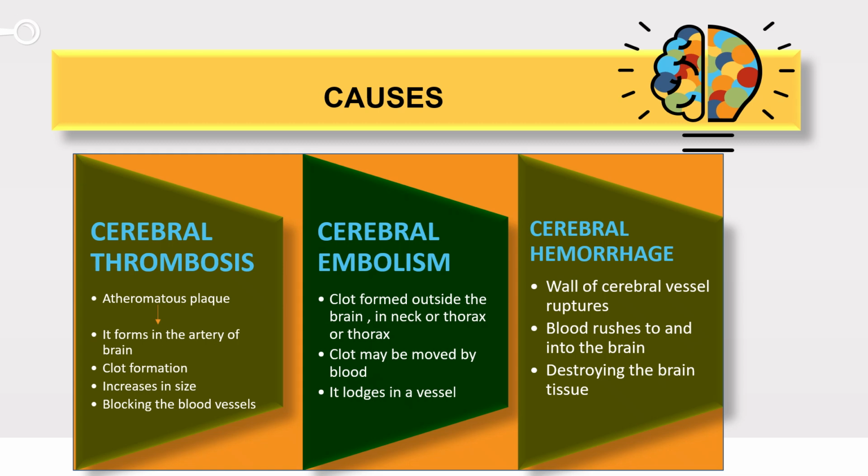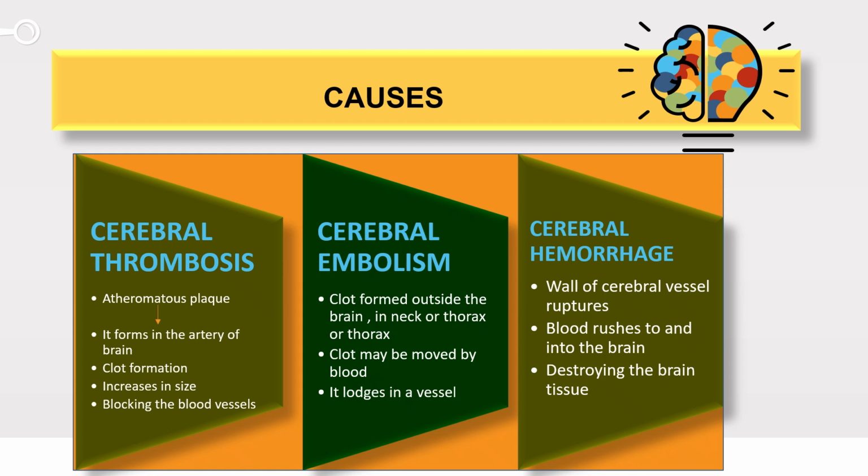Let us go into it. Atheromatous, or something that is related to atherosclerosis, is called atheromatous. So what do you mean by atheromatous? It is nothing but an atherosclerotic plaque. So it forms in the artery of the brain. It leads to clot formation. Then that increases in size and it blocks the blood vessels that supply blood to the brain.